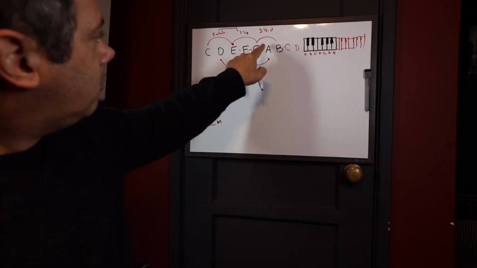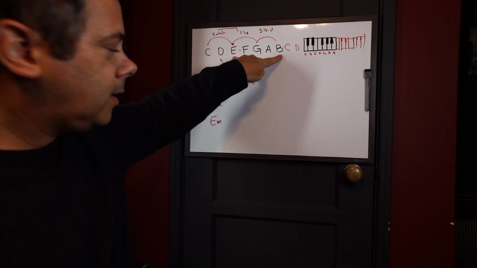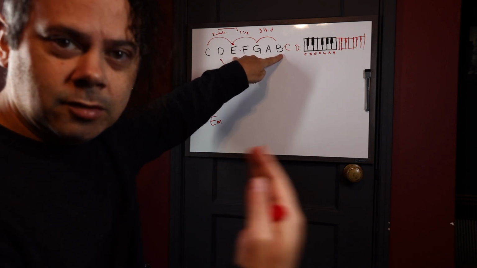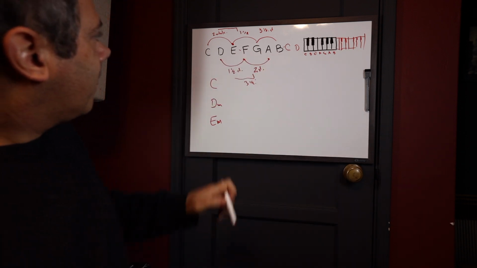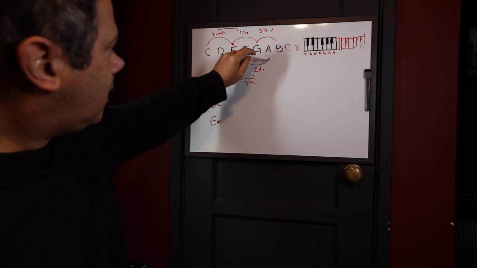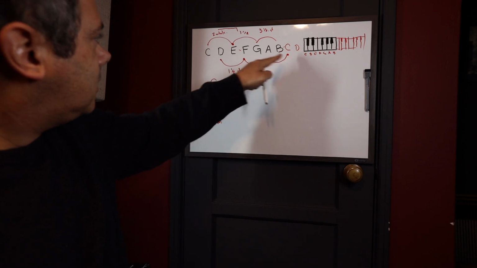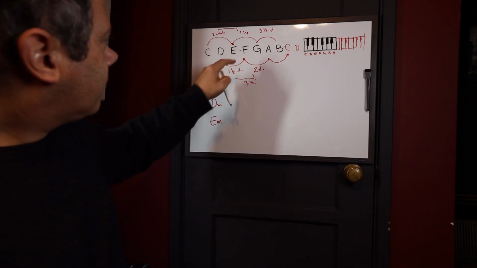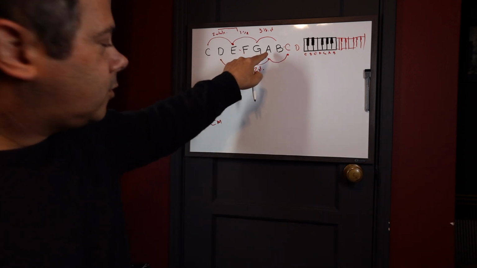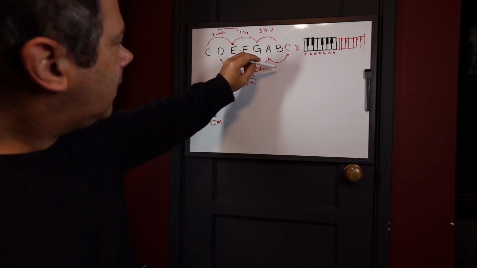From G to B, we have 2 steps. So the distance between E and B, 3.5 steps. Still a perfect chord. Moving on. F, 1, 2, 3, A, 1, 2, 3, it's a C, sorry. So F to A, 2 whole steps. A to C, 1.5 steps.